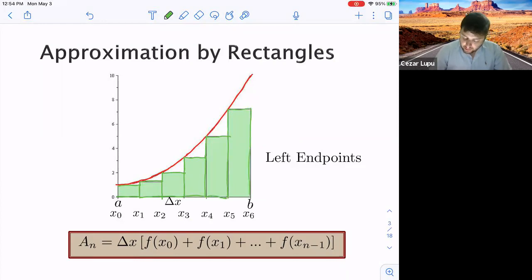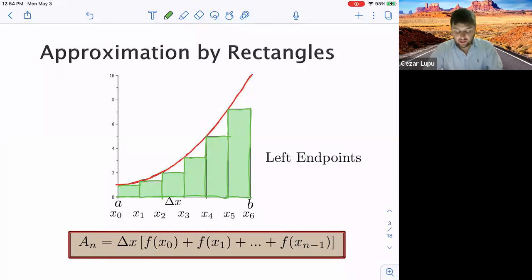Right? So this is how we can approximate the area under the graph by using left endpoints and just 6 rectangles. But in general, we can use n left endpoints. So imagine that instead of x0 all the way up to x6, we have x0 all the way up to xn minus 1. So we have n left endpoints.